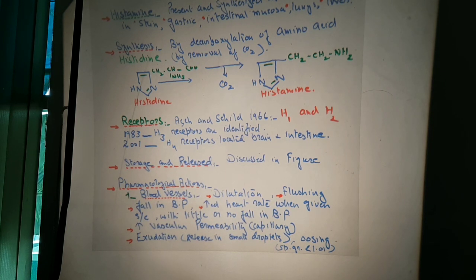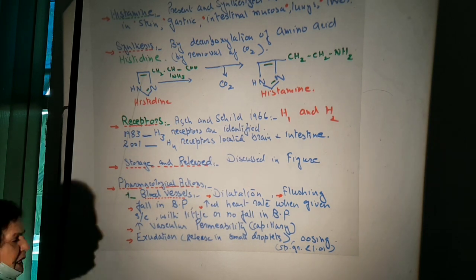Now coming to the pharmacological action of histamine. First of all, on the blood vessels, there is dilatation of the blood vessels. Whenever there is dilatation of the blood vessels, there is flushing, and there is a fall in the blood pressure. There is increased heart rate when given subcutaneously. When histamine is given to the patient subcutaneously, that is to the skin, there is an increase in the heart rate with little or no fall in the blood pressure, right?